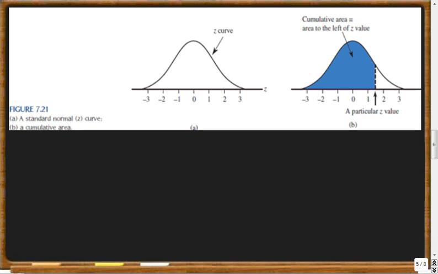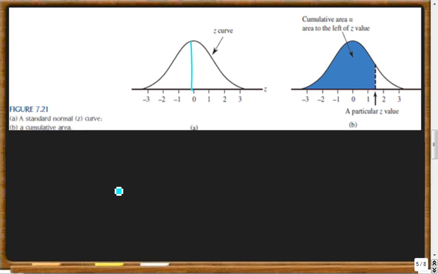So again, this is kind of what your standard normal is going to look like. You've got your mean at 0. You've got your different standard deviations here. So this is where this comes in.